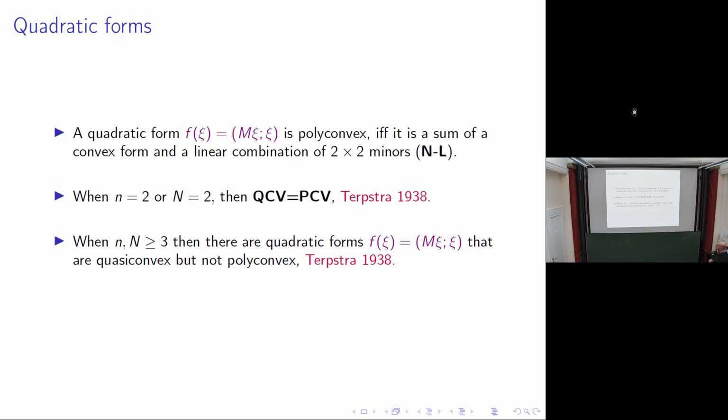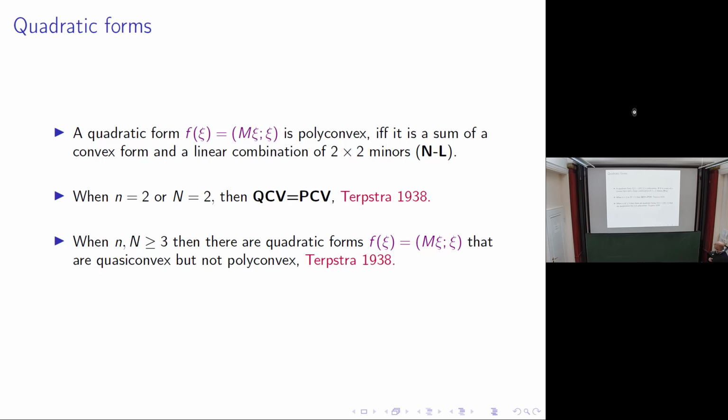Okay, what about polyconvexity? Polyconvexity is explicitly characterized for quadratic forms: a quadratic form is polyconvex if it is the sum of a convex form plus a linear combination of the 2 by 2 minors. It is also known that when one of the dimensions is 2, then quasi-convexity also implies polyconvexity. Basically, they are the same.